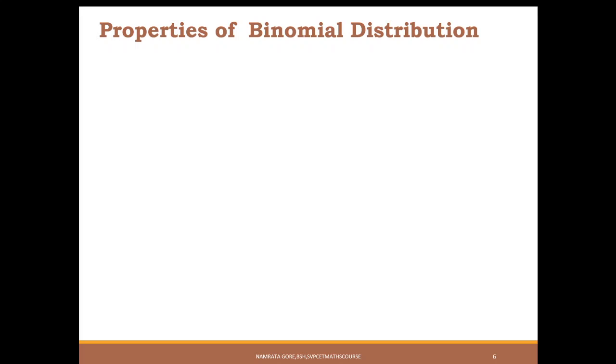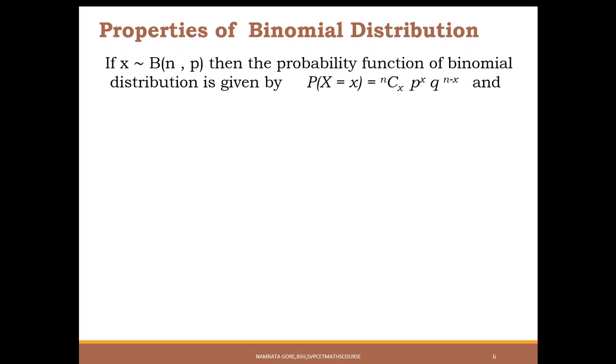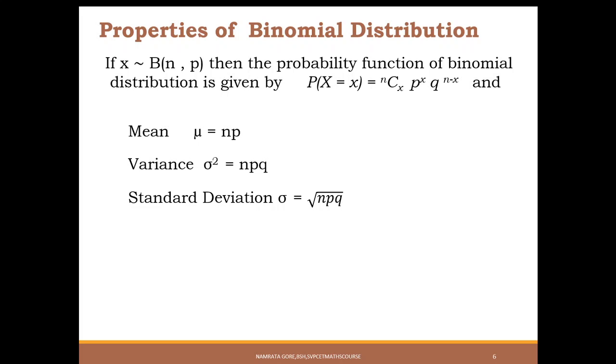Let us see some properties. If x is a random variable obeying binomial distribution, then the probability function of the binomial distribution is given by P of x equal to nCx p to the power x q to the power n minus x. And for this, we can find the mean as n into p, variance as n into p into q, and standard deviation as square root of n into p into q, where n is the number of trials, p is the probability of success, and q is the probability of failure.